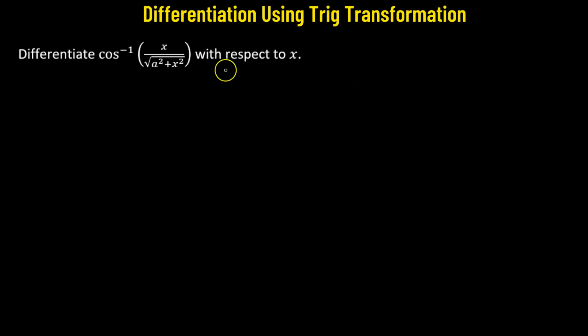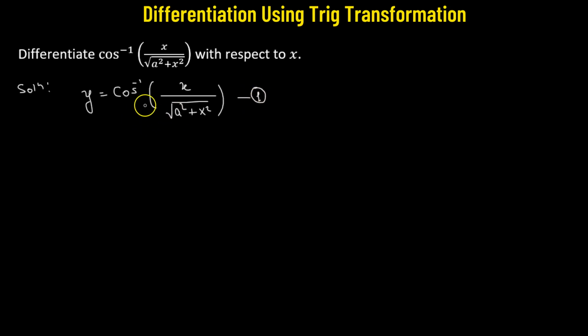We have to obtain the derivative of cosine inverse of x over square root of a squared plus x squared with respect to x. Let's begin. So here we will consider y to be equal to cosine inverse of x divided by square root of a squared plus x squared. Fine. Now here let's label this as equation number 1. We'll simplify the inverse trig function on the right hand side by making a trigonometric transformation. Here we are going to suppose that, let's say, x is equal to a times cotangent of theta.